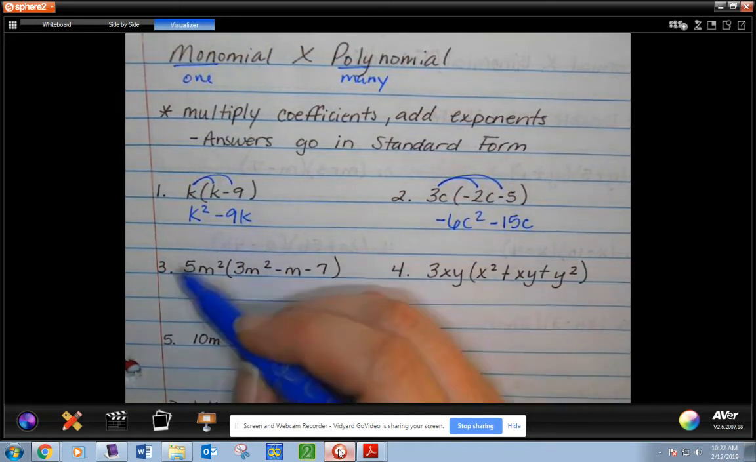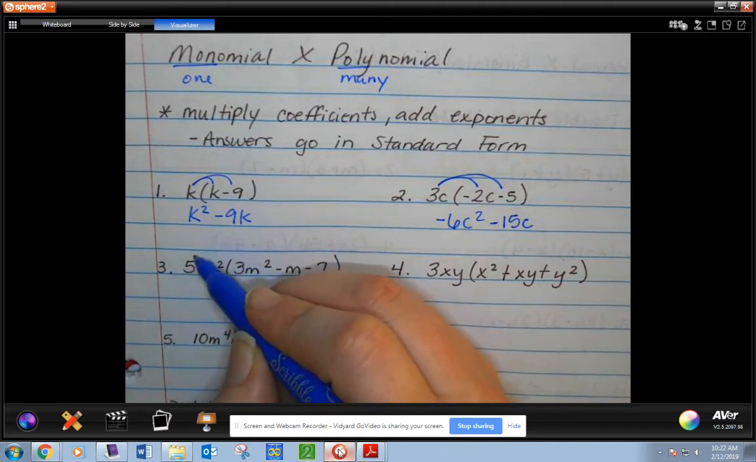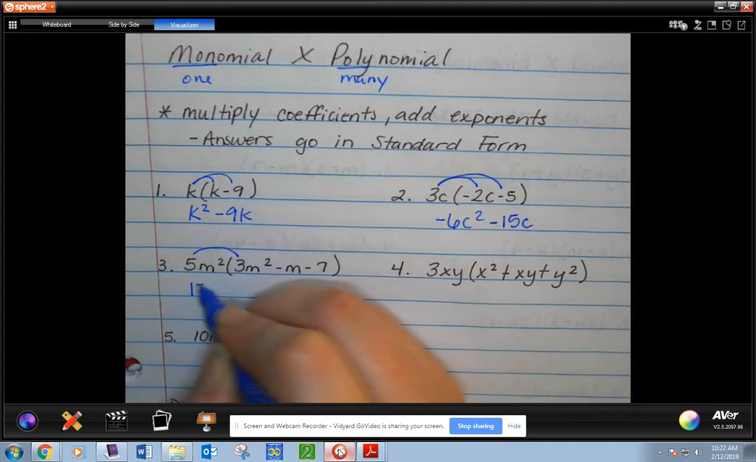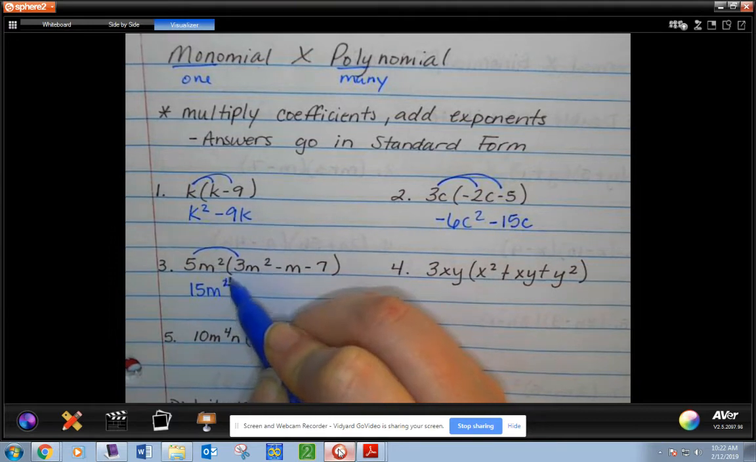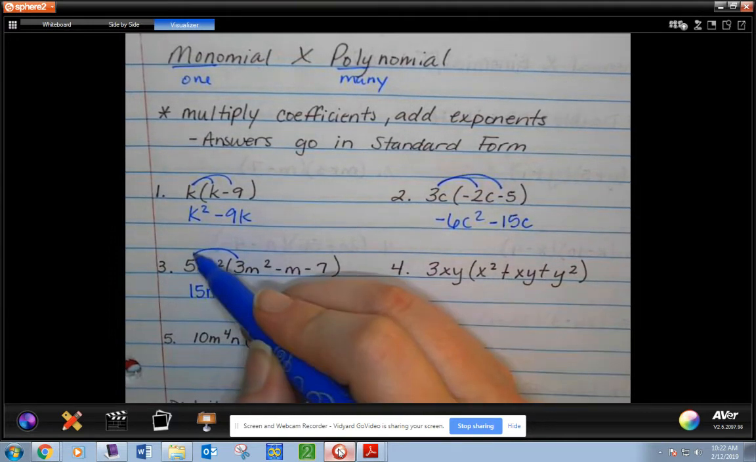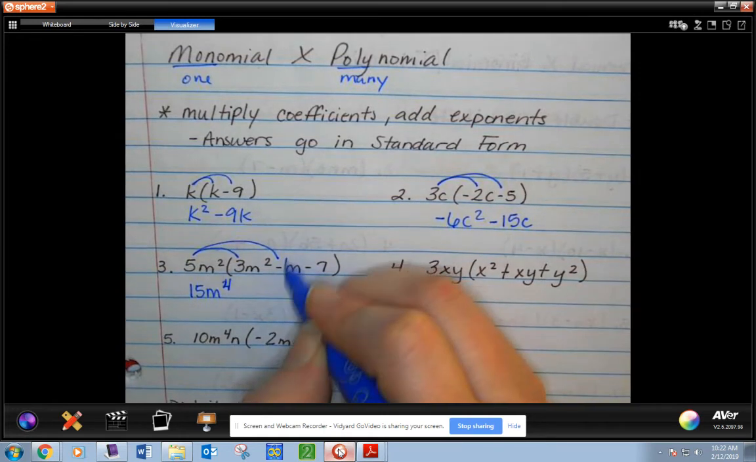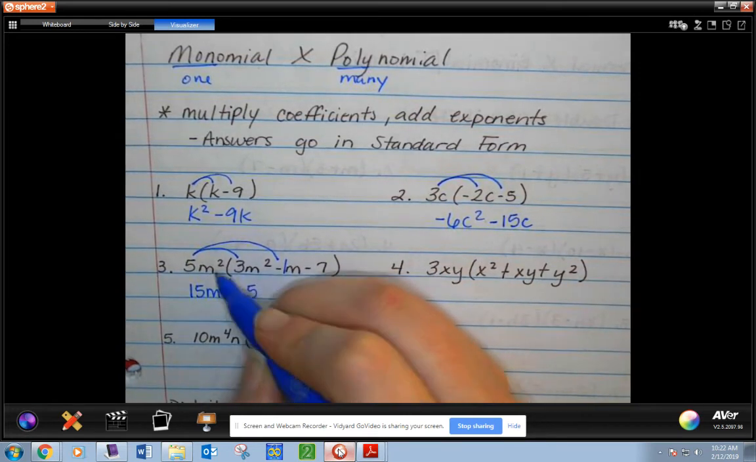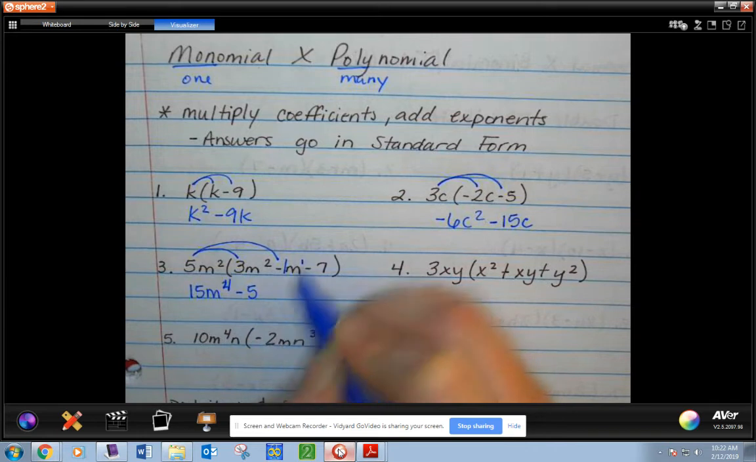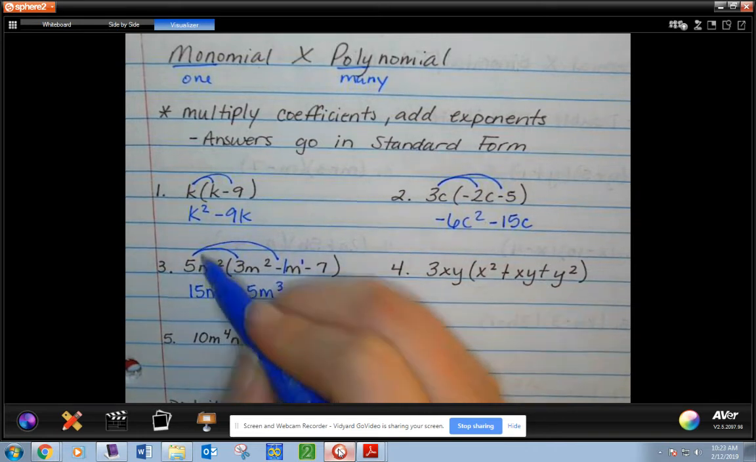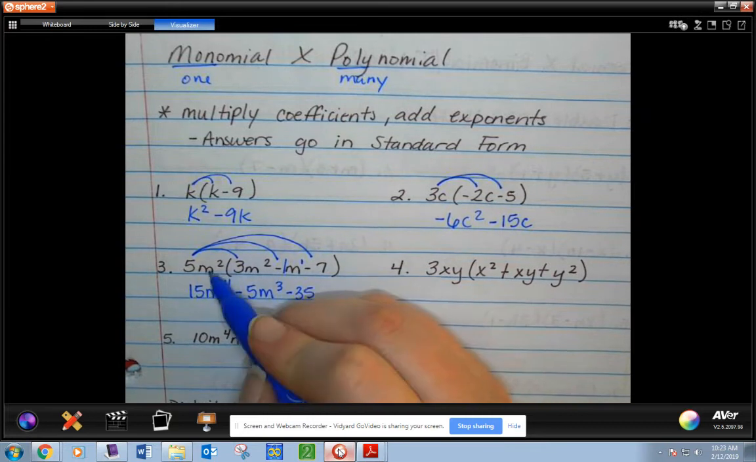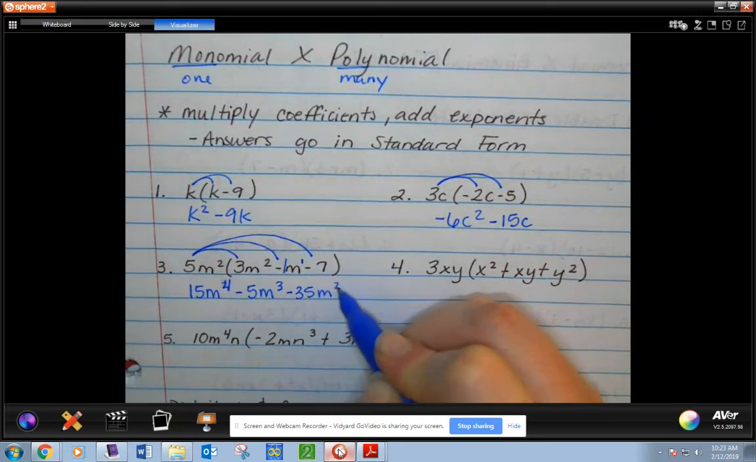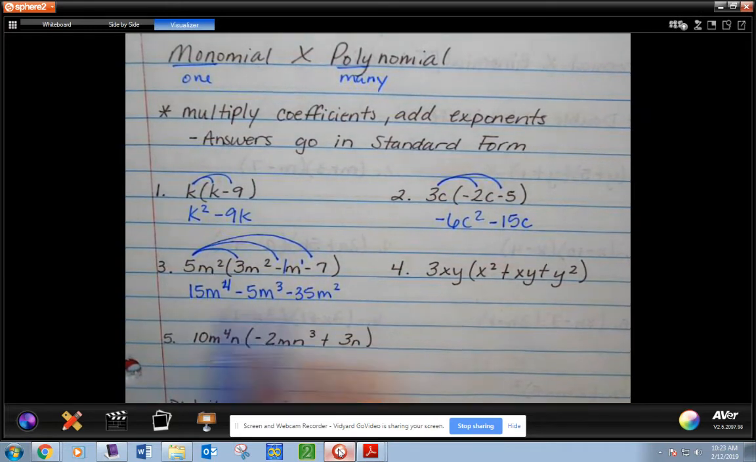Now, multiplying your whole numbers or coefficients, 5 times 3 is 15. Add your letters: 2 and 2 make m to the fourth. 5 times negative, and there is a 1 there, so negative 5, and I have an m2 and an m1, which gives me m3. And then 5 times negative 7 is negative 35, and I have an m2 and no m, so just m2. These three things will not combine because they're all different powers of m, so you are done.